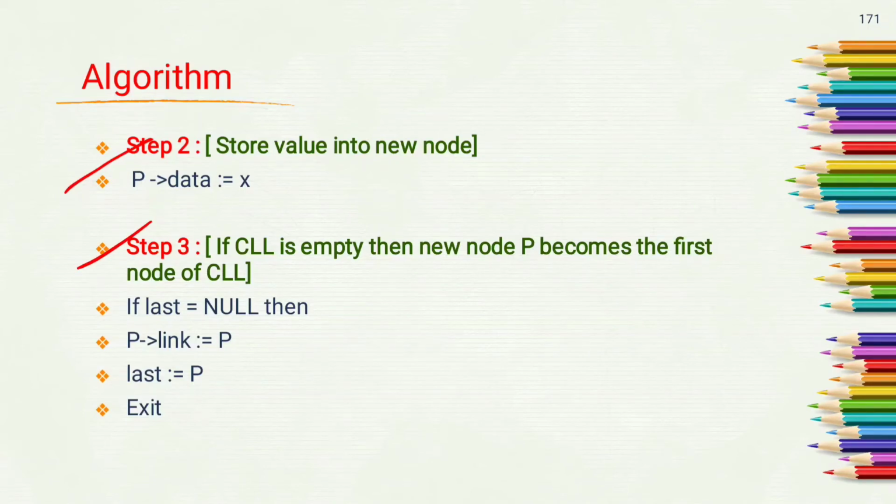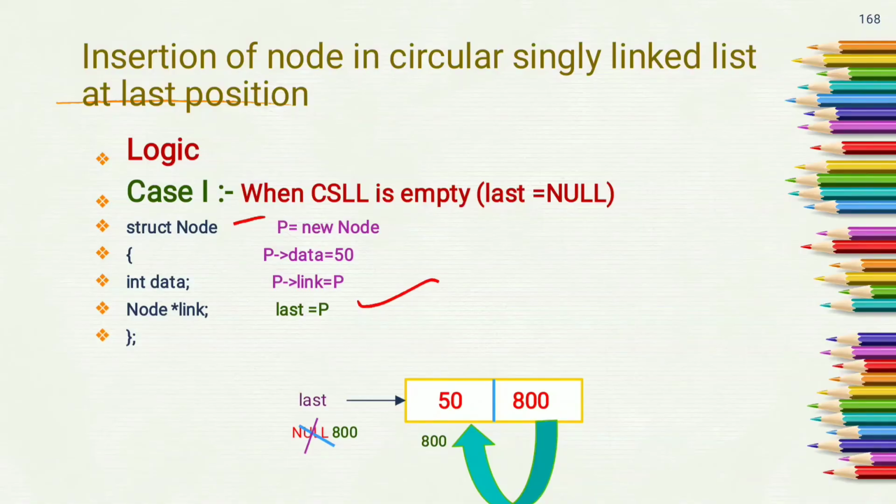Step 3 is, if circular linked list is empty, then new node P becomes the first node of circular linked list. As we know that when circular linked list is empty, the value of last equals to null. So if the value of last equals to null, then we have to make this node P the first node of this circular linked list, or you can say that this will become the single node of the circular linked list. For that we have to store the address of P into the link part of P, as P points to itself to make this linked list circular, and we have to store address of P into last and exit from this algorithm. These steps I explained in case 1.